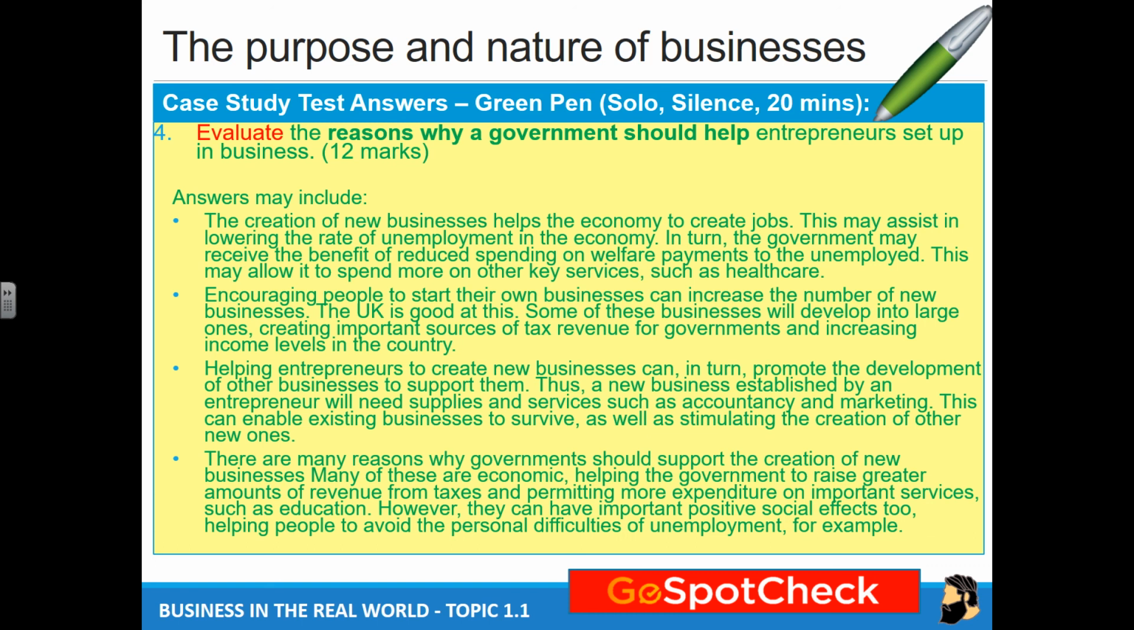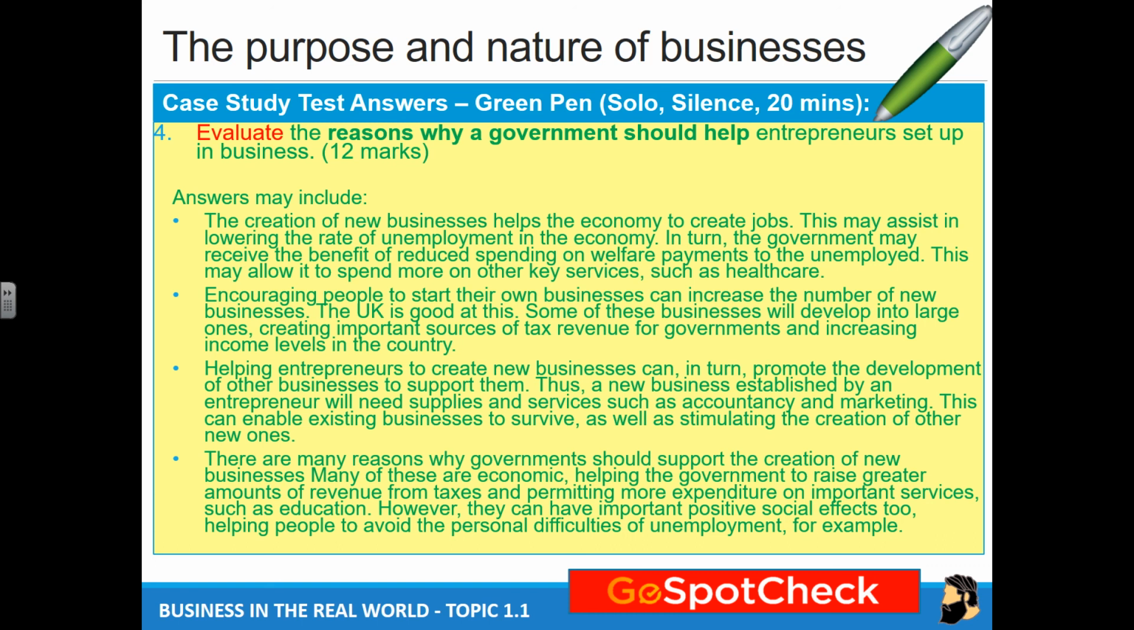Last paragraph. There are many reasons why governments should support the creation of new businesses. Many of these are economic, helping the government to raise greater amounts of revenue from taxes, meaning corporation tax, income tax from the people who are working as well, and permitting more expenditure on important services such as education. Because if the government's not giving money to people anymore because they're working, so they don't need benefits anymore, they don't need Jobseeker's Allowance, that means the money is saved, and therefore that can go towards the NHS, to doctors, to schools, to the police force.